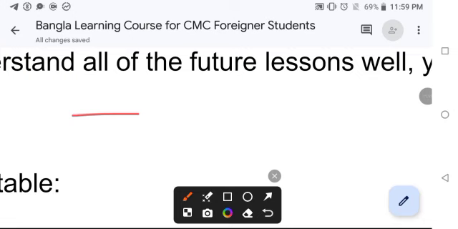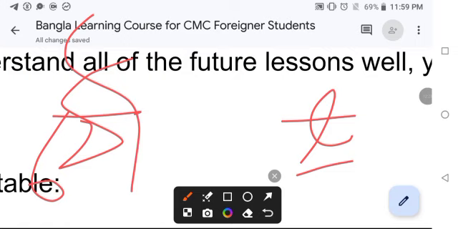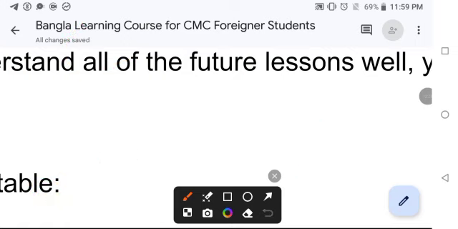Next we have to go to the deep version, which is ta. This is ta, this is to, this is te, this is also te. What's next? This is ta, to, toy, to. Okay, next we have d.